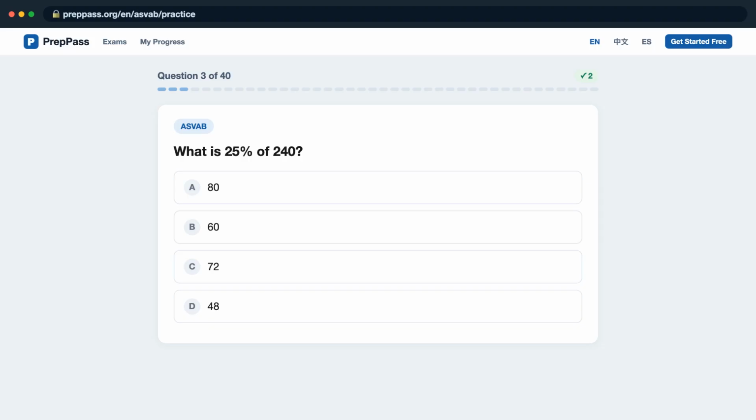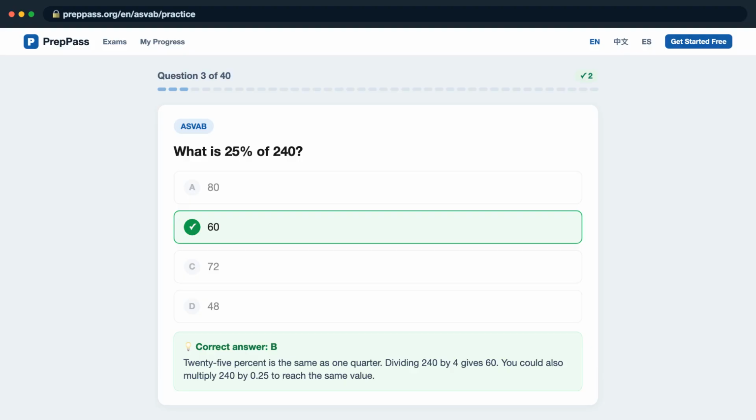Question 3. What is 25% of 240? Is it A, 80? B, 60? C, 72? D, 48? The correct answer is B, 25% is the same as 1/4. Dividing 240 by 4 gives 60. You could also multiply 240 by 0.25 to reach the same value.